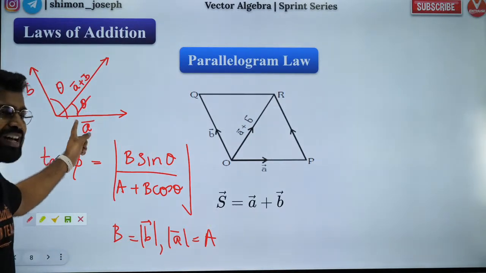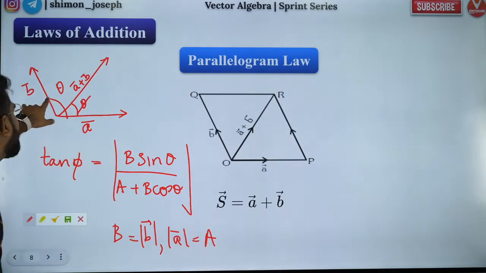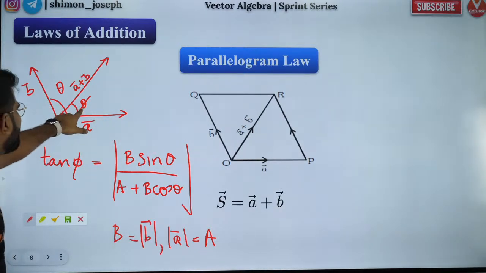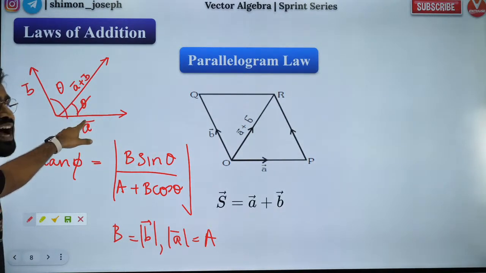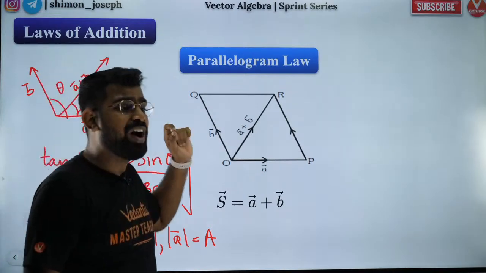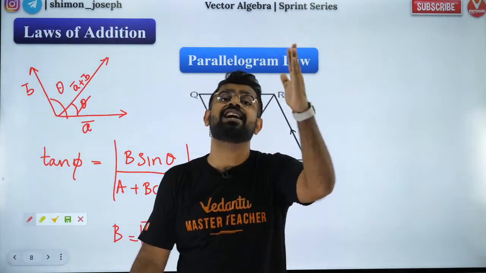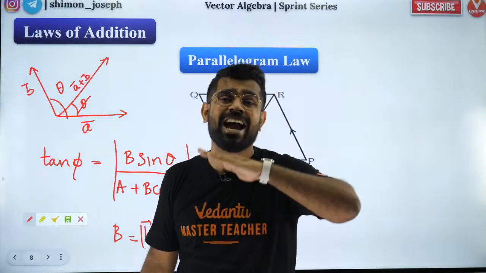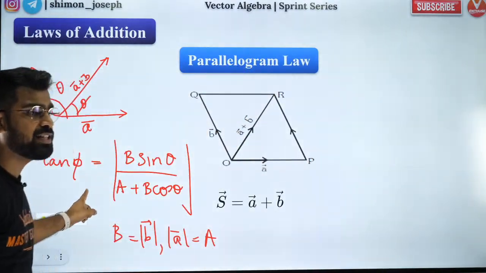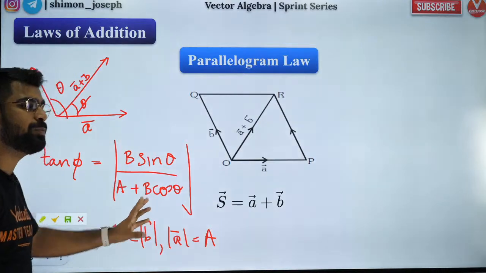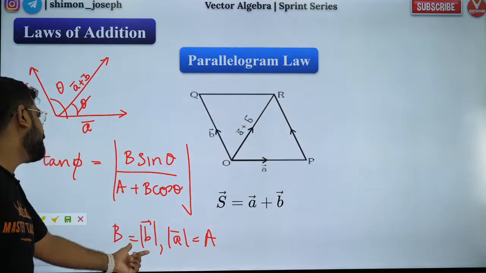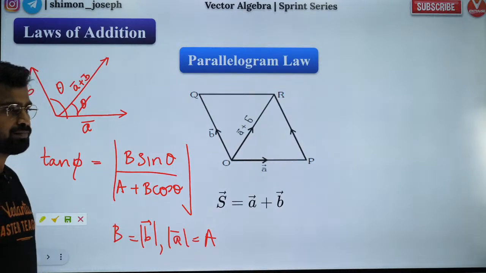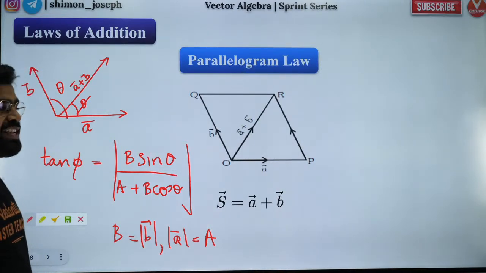Did you all know that formula before? Theta will be given to you, which is the angle between the A vector and the B vector. If they ask you phi, what is phi? Phi is the angle between the resultant and the A vector. That is given by this formula, B sin theta by A plus B cos theta, where B is the magnitude of the B vector and A is the magnitude of the A vector. Clear?